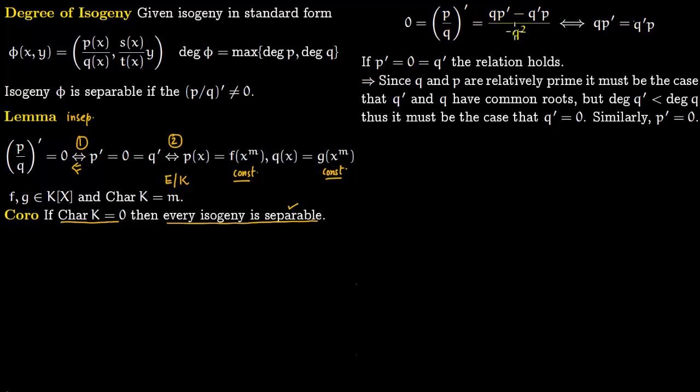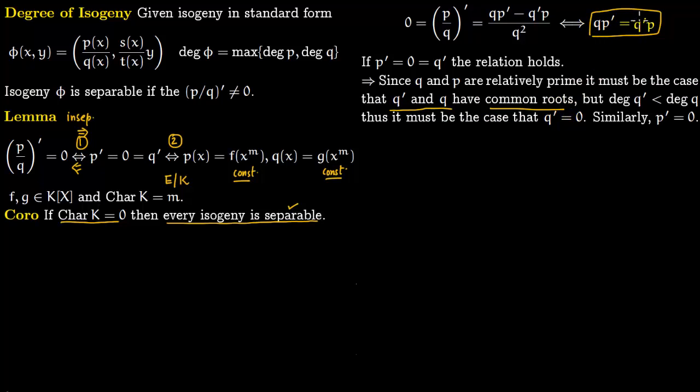So this direction is easy, there's nothing to prove. In the opposite direction, you know that p over q prime being 0 will lead to this statement right here. Now q and p are relatively prime, so this q and this p are relatively prime, so it must be the case that q prime and q have common roots.